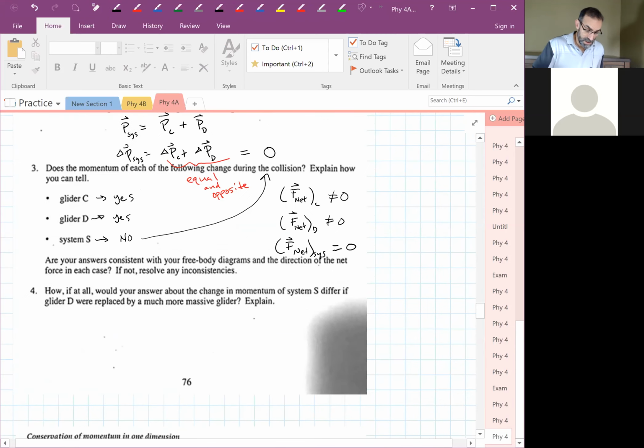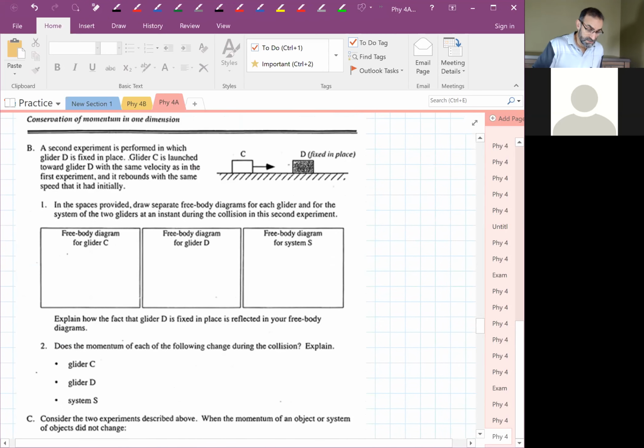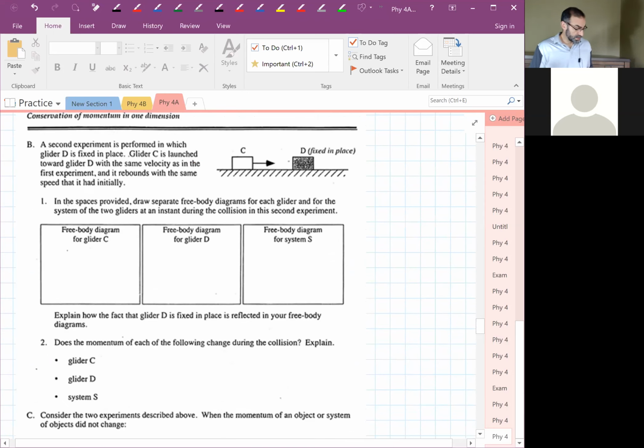All right, so we're going to keep going here. We're going to one more case of these two blocks interacting, and we're going to try to figure out when is momentum conserved, when can we use conservation of momentum. So now we're going to do this again. We've got C coming in, but this time D is not free to move. D is fixed in place. There's a pin going in here holding it, locking it to the track. It's fixed in place.